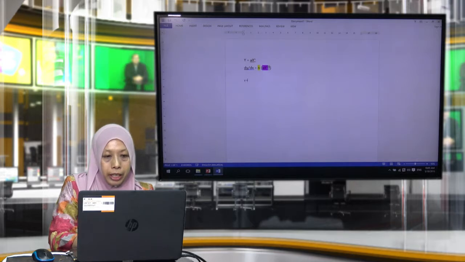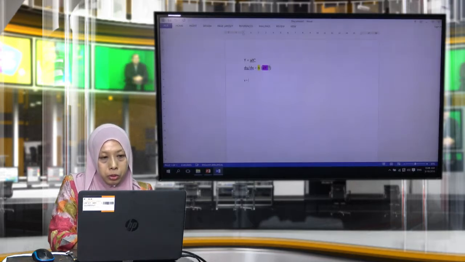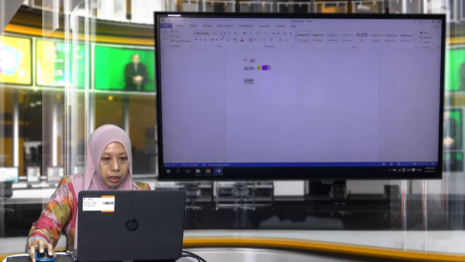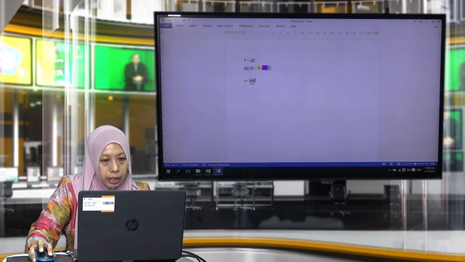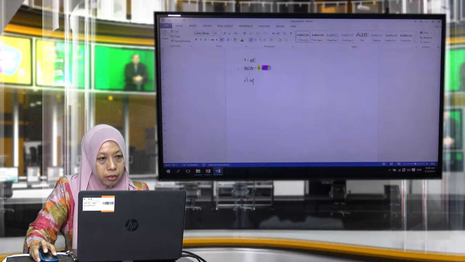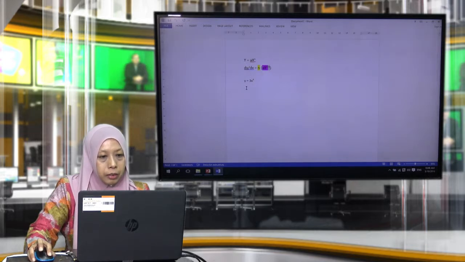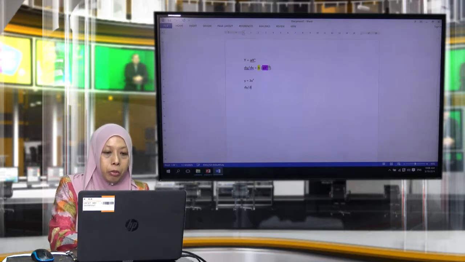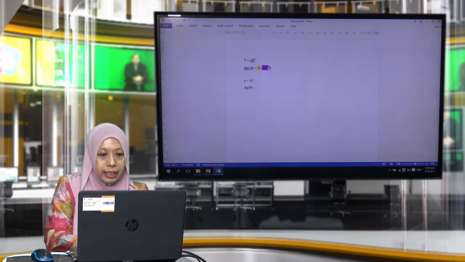Let's say we have y equals 3x to the power of 4. So this is your original function, y equals 3x to the power of 4. We want to differentiate this function, meaning that we want to find dy/dx. So how are we going to differentiate the function?